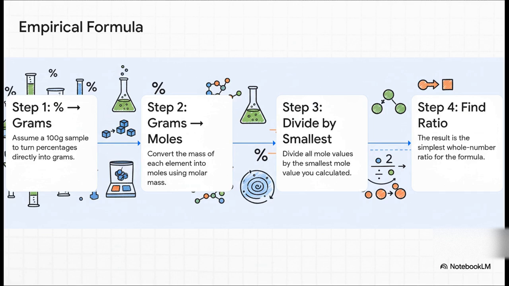To find its simplest formula, what we call the empirical formula, you just follow these 4 steps. You pretend you have 100 grams, so the percentages just become grams. Then you convert those grams to moles. And then, here's the trick, you just divide all those mole numbers by whichever one is the smallest. Boom, you get your ratio.